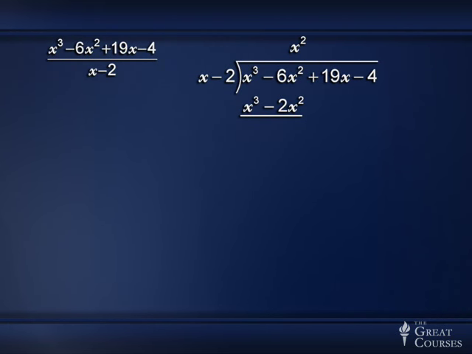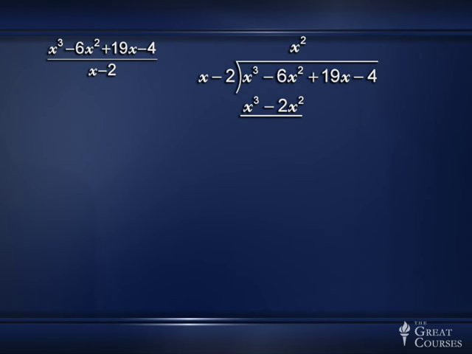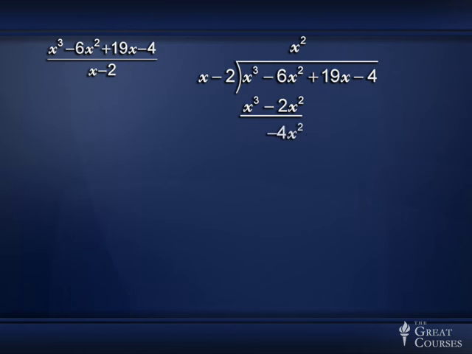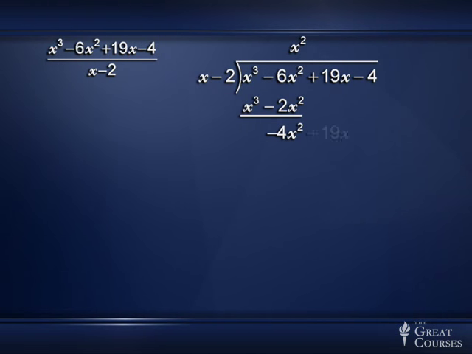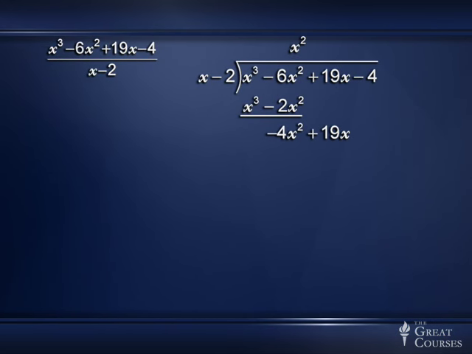Now I must subtract that term. And remember, I'm subtracting the x cubed, and I'm also subtracting negative 2x squared, which is the same as adding positive 2x squared. When I do that subtraction, I'm going to have 0x cubed, the x cubes will cancel each other, minus 4x squared. That's from a negative 6x squared plus 2x squared. I have negative 4x squared. And now I can drop down the next term, which is a plus 19x.